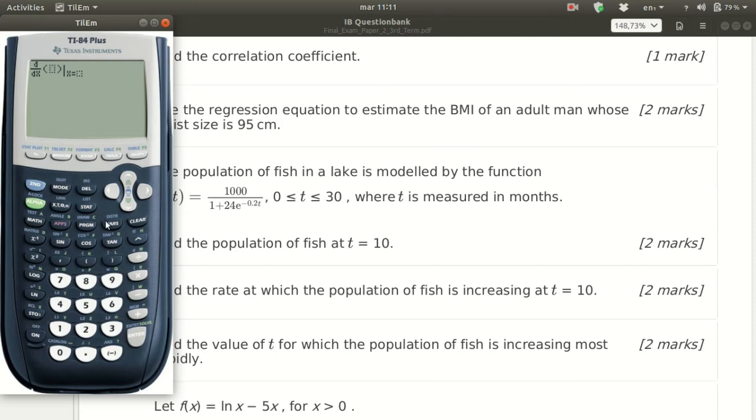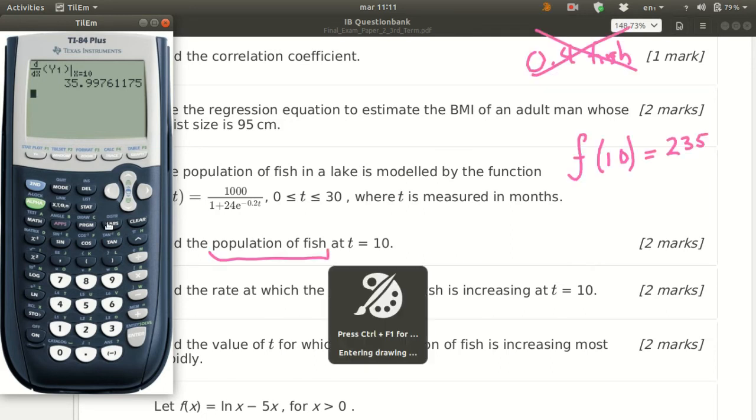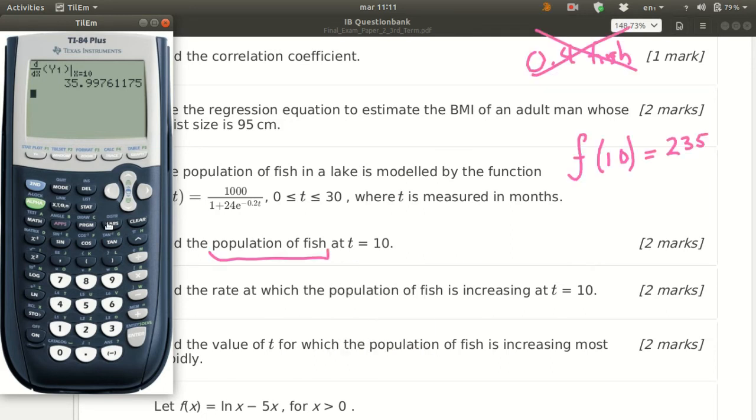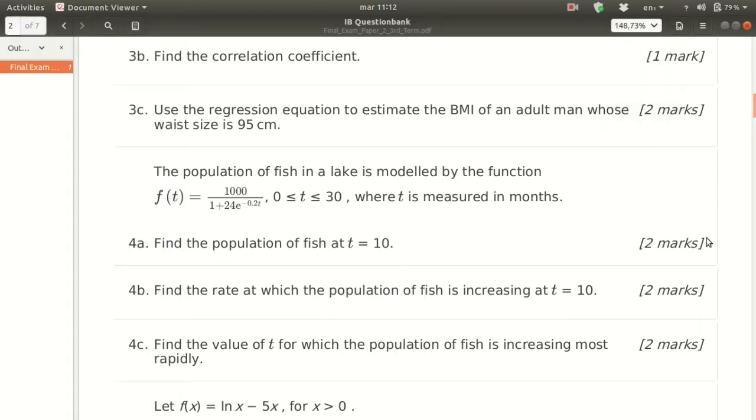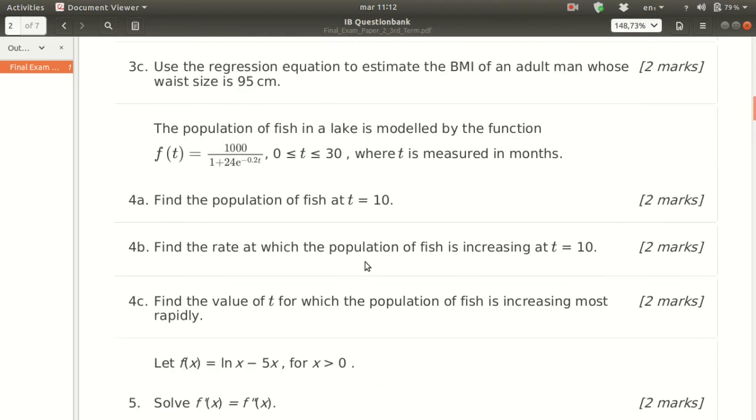Okay, so the derivative with respect to x. Remember that I already saved the function. So vars, y vars, the function, it's there, y1, when x is equal to 10. Okay, so this is the rate at which the population of fish is increasing. 36, rounding to 3 significant figures. 36. So it's really important to know how to use a calculator. You don't have to do this derivative by hand. It's paper 2. You're expected to use the calculator.